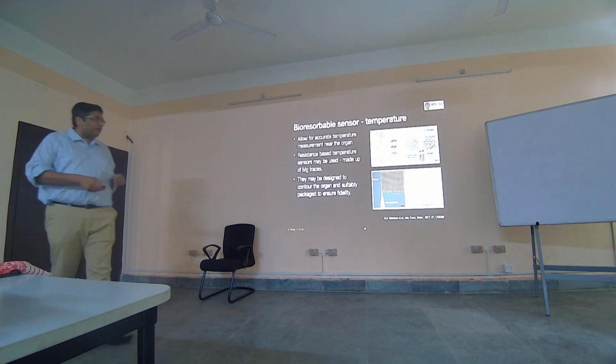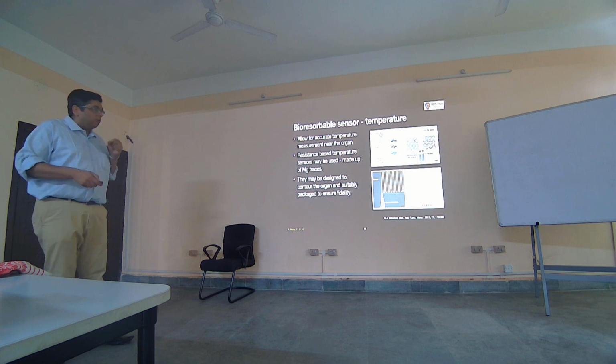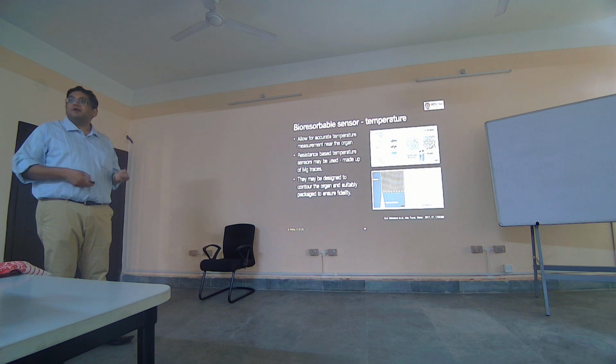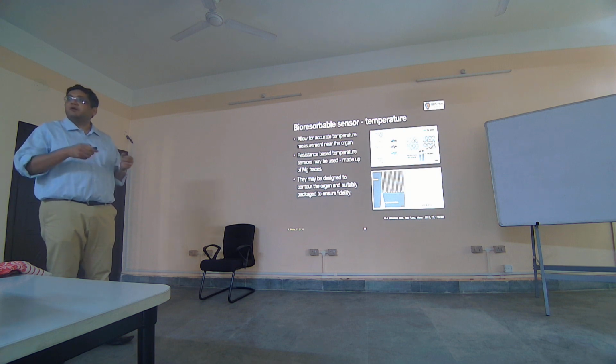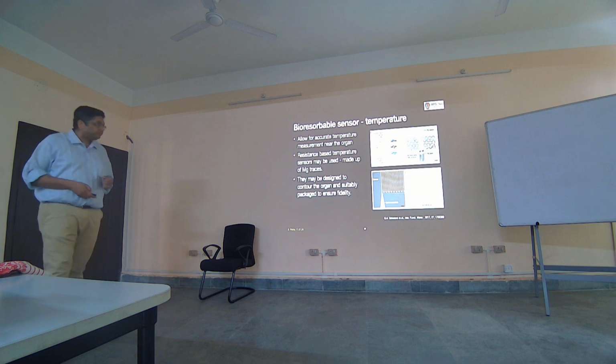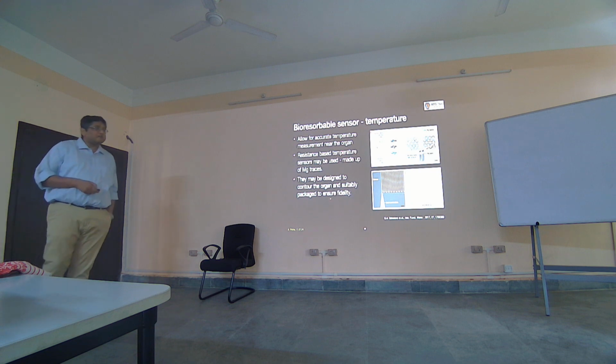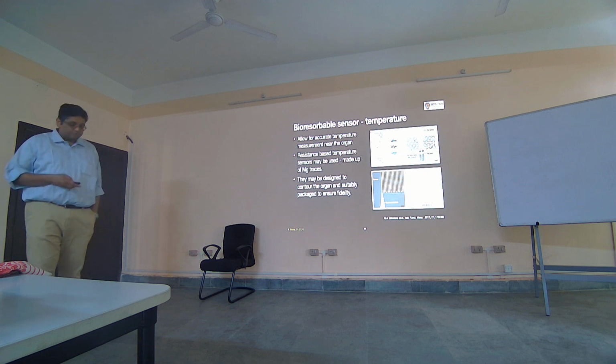So you can see that the data is pretty nice. You get an accurate temperature measurement. So this is resistance as a function of temperature between 20 and 60 degrees centigrade. Again, this is for applications for human body, right? So you don't really need to measure temperatures beyond this range. And the beauty of this is this can be contoured to the organ. And the challenge there is how do you package this? You have to package this such that whatever is outside is not impacting the temperature measurement.